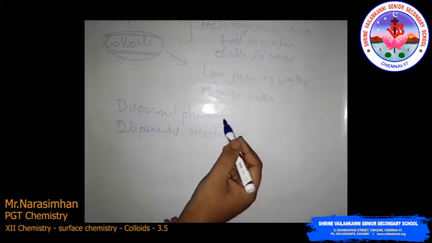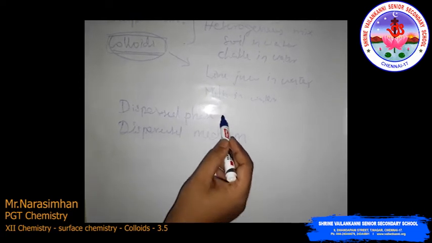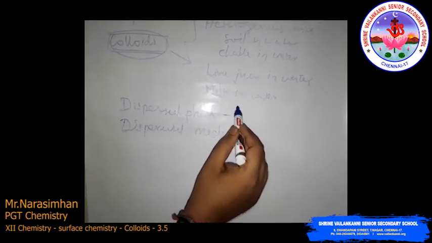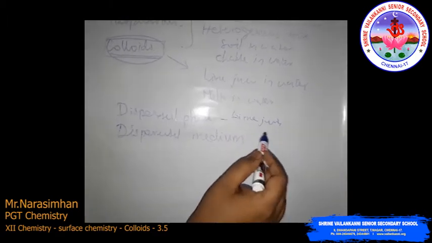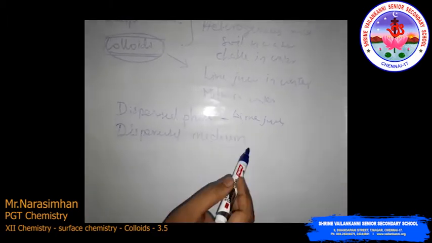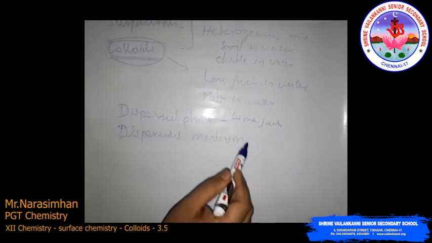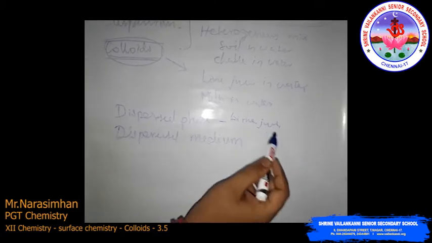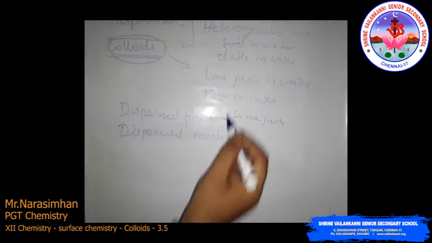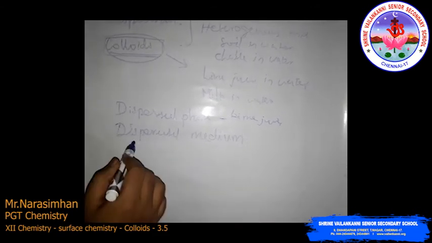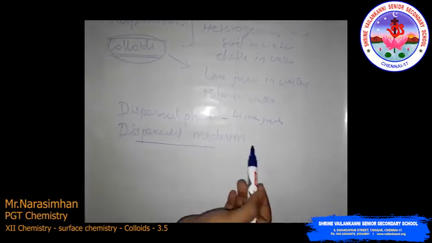For example, colloids, the lime juice. See, the lime juice is dissolved in water. What happened? You can see the particle because the size of the particle is bigger. Then the water acts as a dispersed medium.